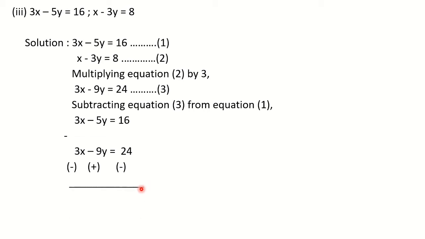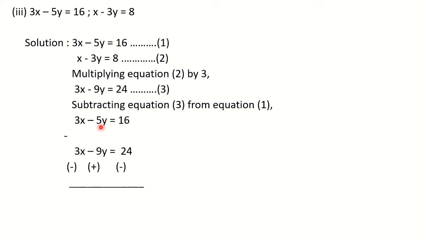I told you that even if you don't write it, it is okay. But while subtracting, you consider the changed signs. Okay, so to be more accurate, if you write it here, it is better for you. Now very clearly see 3x and minus 3x, they will get cancelled. 0, correct?